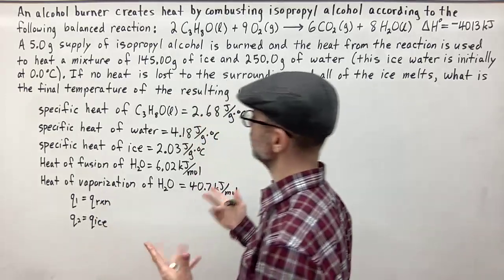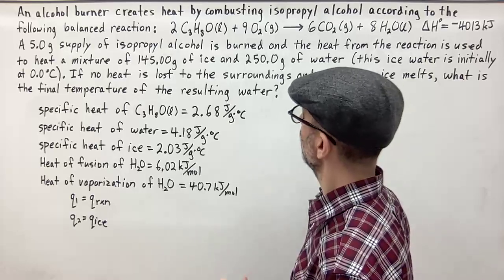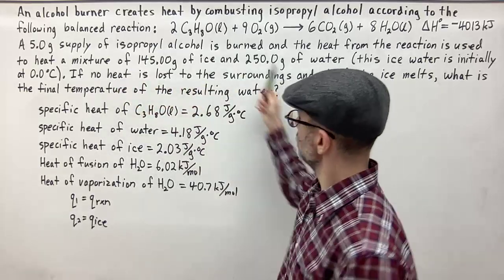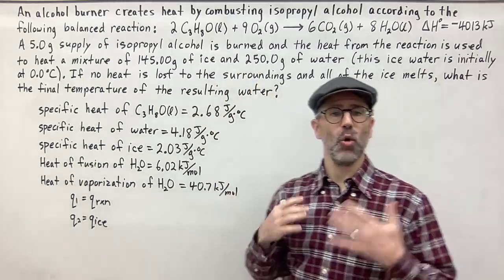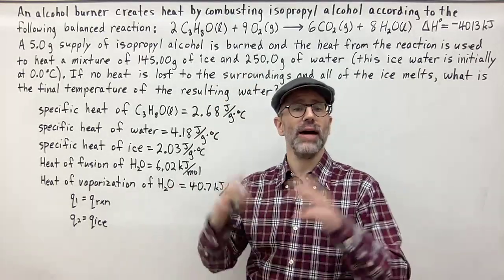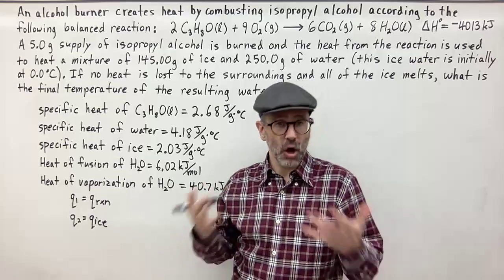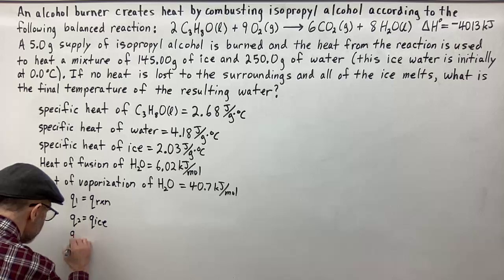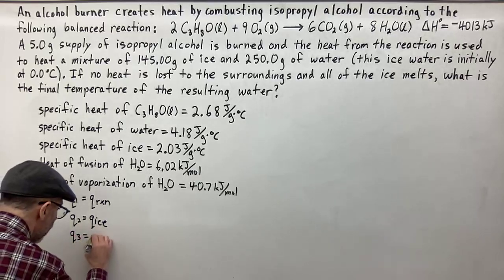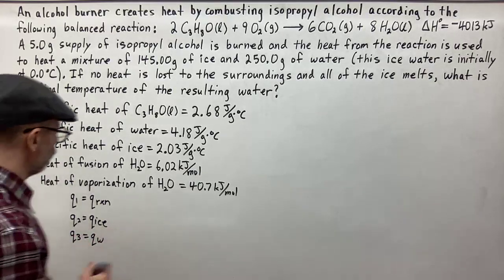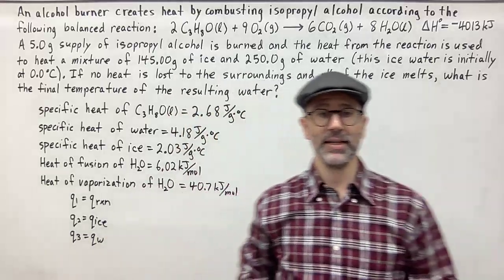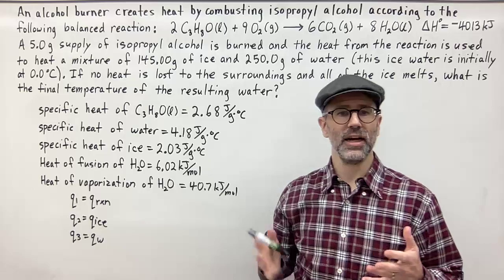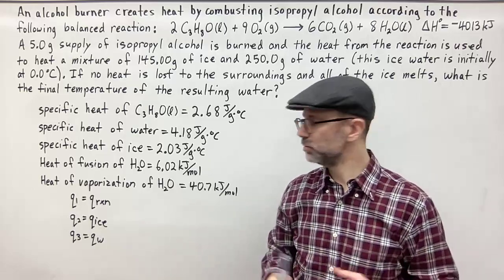Is there anything else? What else is absorbing or releasing heat? The water. It says that the mixture of the water absorbs heat, resulting in the final water temperature, right? So once the ice is melted, all you have left is water. Well, that water can also absorb heat. So we're going to call that Q3, and we're going to call that Qw for the water. And I think that's about it. Those are the only things involved in absorbing or releasing heat.